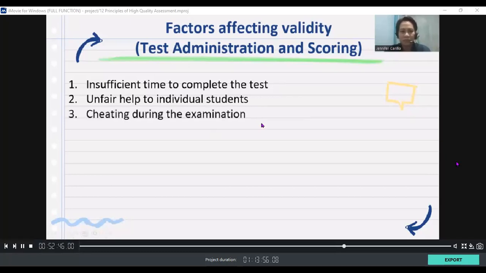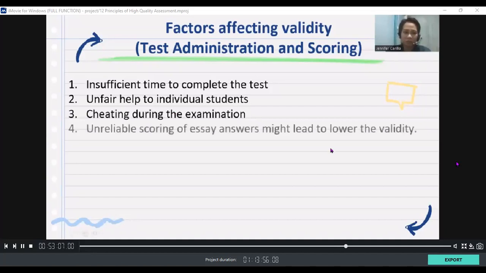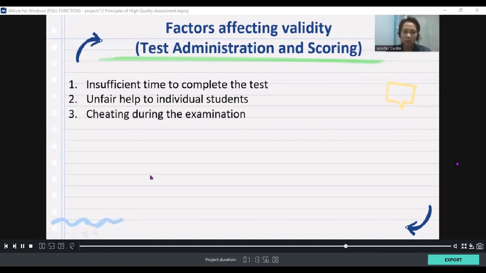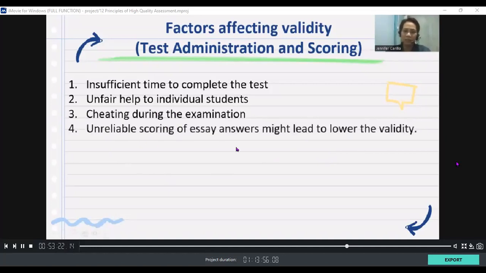Cheating during examination would affect the validity of the test because you are not truly measuring the capability of the student. So honest work is important. This also helps the teacher and the students know the true performance of the students. If a student cheats and gets high scores, the teacher will believe there is nothing to improve and will continue as is, which is not good.